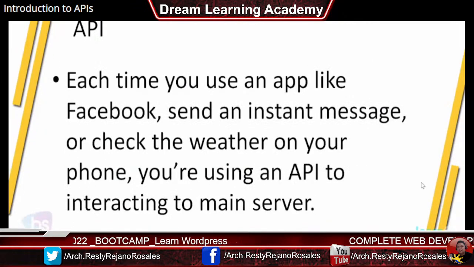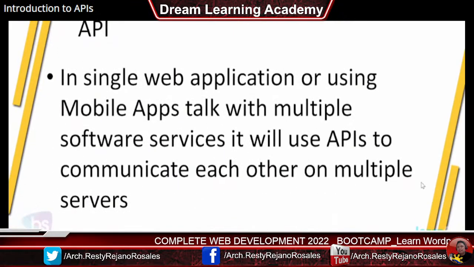Each time you use an app like Facebook, send an instant message, or check the weather on your mobile phone, you are using an API to interact with the main server. A single web application or mobile app talking with multiple software services will use APIs to communicate with each other or with multiple servers. Most of the mobile phones we use nowadays run Android apps and iPhone apps. These apps communicate with the main server using an API, collect the information, and present and display it on your mobile phone.